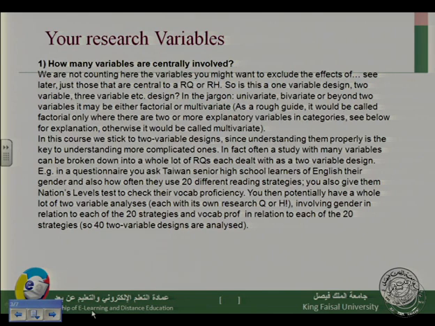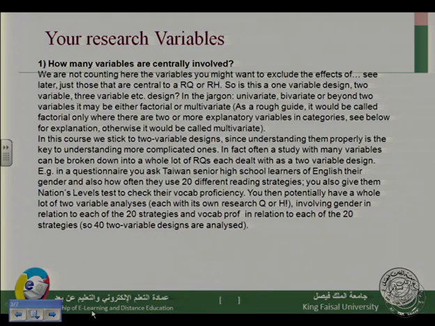In other words, let's say that you also want to have gender as one variable. Do males use these 20 strategies better than females, or vice versa? So the more you break down your research, the more analysis you will get. So 20 strategies by two genders, males and females, you have 40 strategies. And for each strategy, you will have a hypothesis and a research question.